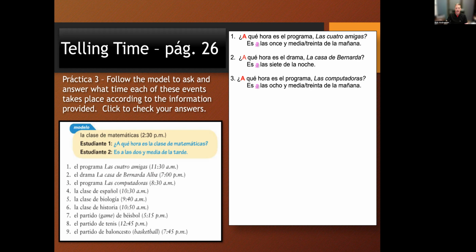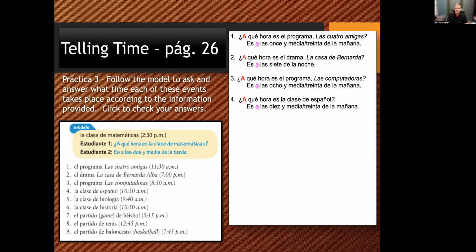Muy bien. Número 4, la clase de español, 10:30. ¿A qué hora es la clase de español? Es a las 10:30 de la mañana. Clase, repitan, ¿a qué hora es la clase de español? Es a las 10:30 de la mañana.